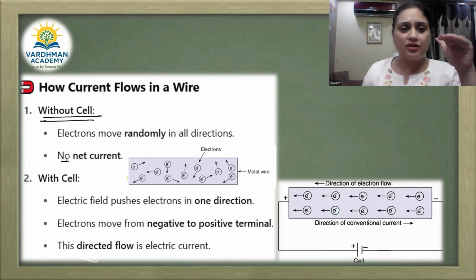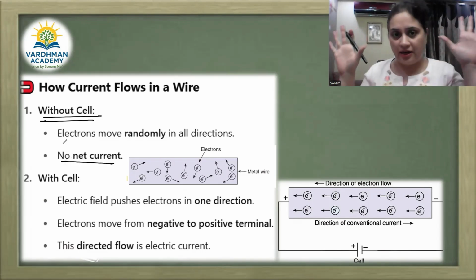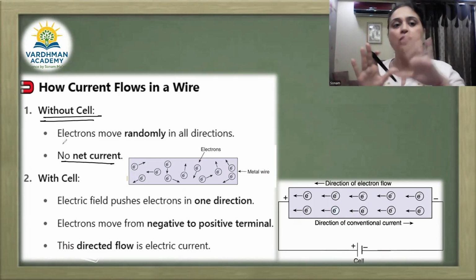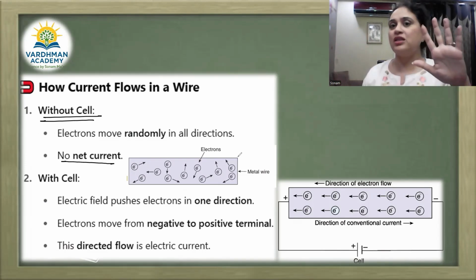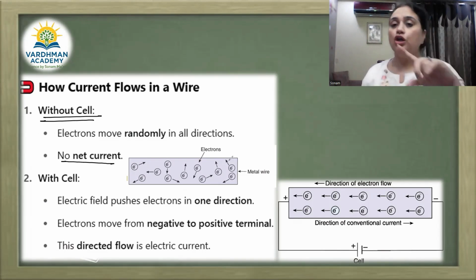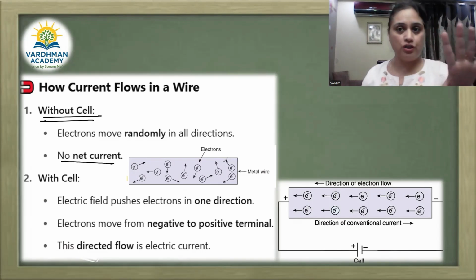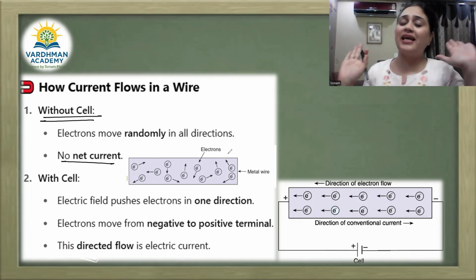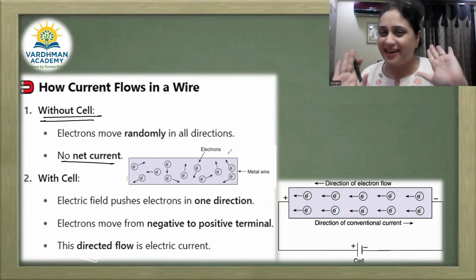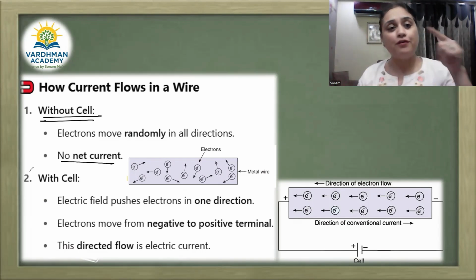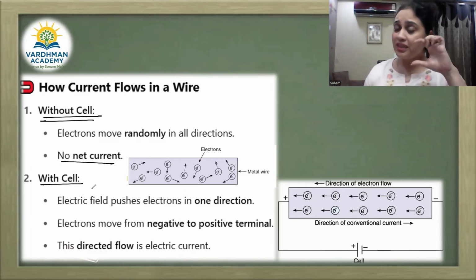Right, so that is showing no net current flowing through the wire without a cell. So yes, the electrons are there, but there is no push. No energy has been given to the electrons. So electrons will rest like a lazy baby on Sunday. Right. Now, if you're going to connect that conductor with a battery or a wire.